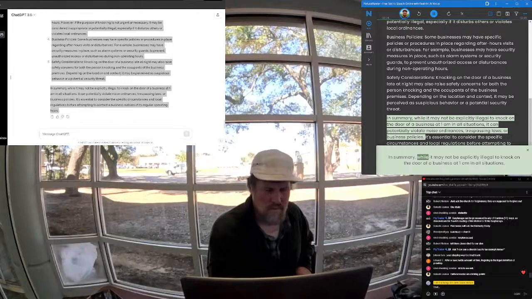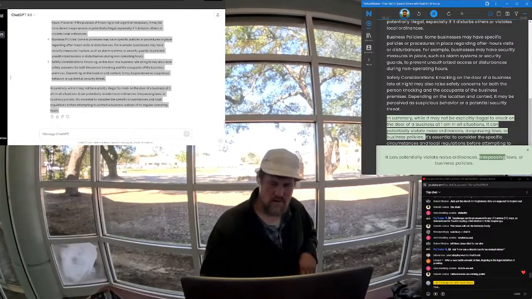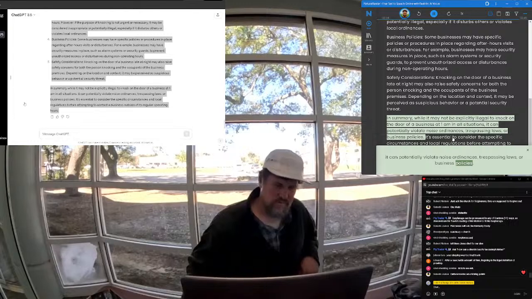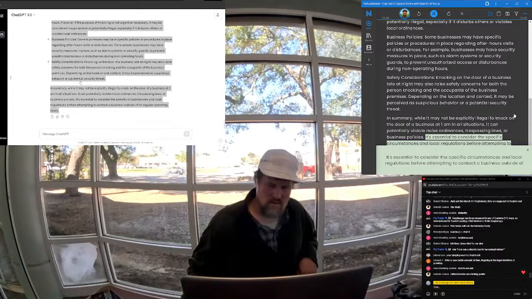Depending on the location and context, it may be perceived as suspicious behavior or a potential security threat. In summary, while it may not be explicitly illegal to knock on the door of a business at 1 a.m. in all situations, it can potentially violate noise ordinances, trespassing laws, or business policies. It's essential to consider the specific circumstances and local regulations before attempting to contact a business outside of its regular operating hours.